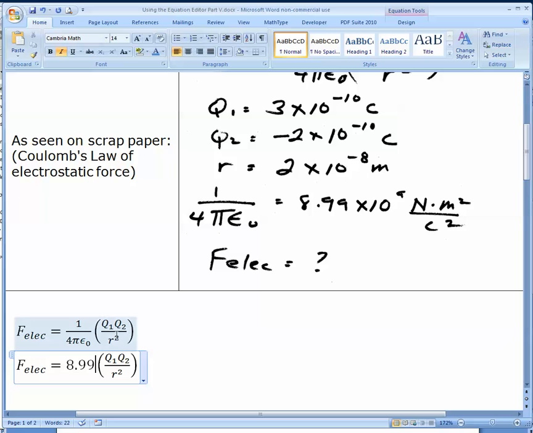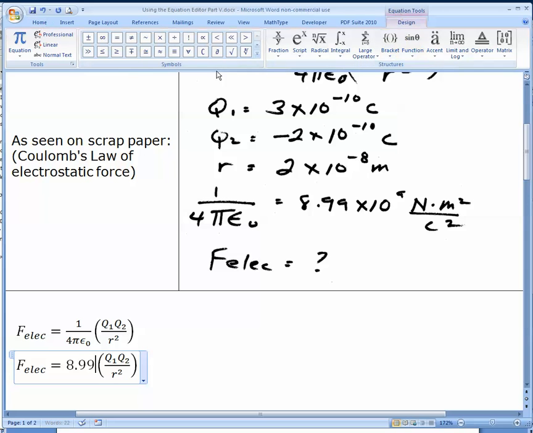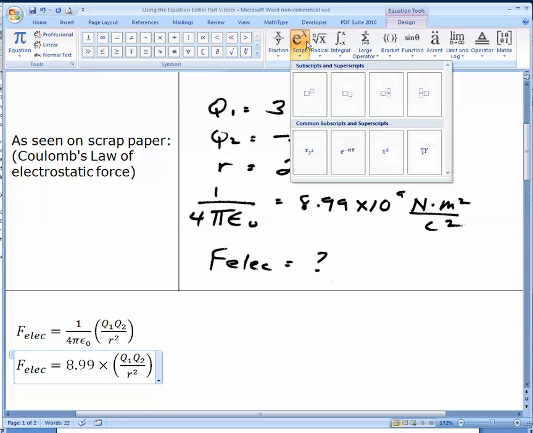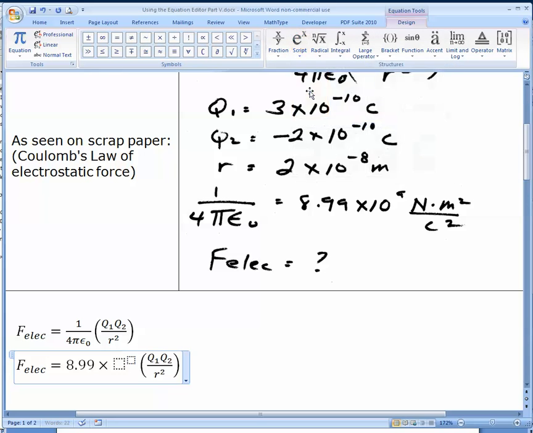8.99. Now we're looking for a symbol that stands for multiplication. It does not look like an X. When we find that in our symbol set up here, times 10 to the 9th. Click the right arrow key to move over one, start entering again.